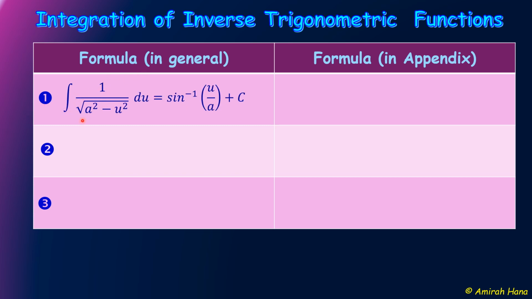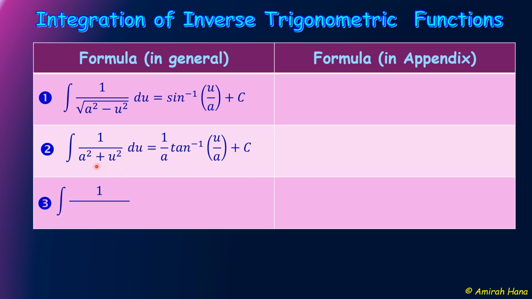Formula number 1 in general: integration of 1 over square root of a squared minus u squared du equals inverse sine of u over a plus c. Number 2: integration of 1 over a squared plus u squared du equals 1 over a inverse tangent of u over a plus c. No square root in the denominator, and in between is plus. Number 3: integration of 1 over u square root of u squared minus a squared du equals 1 over a inverse sec of u over a plus c.